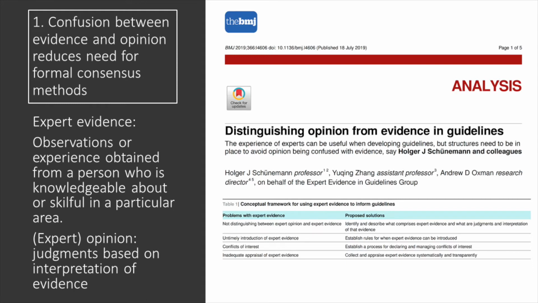It talks about distinguishing opinion from evidence in guidelines. And there's essentially 4 things that we emphasize that are listed there. Sorry, the screen is a little small, but the first is that we should be distinguishing expert opinion from expert evidence. So what experts bring to a panel. We should be introducing expert evidence always at the right time. We should consider conflicts of interest by experts in an appropriate way. And then we should appraise any evidence that experts bring to a table in the same way that we evaluate randomized trials or observational studies.